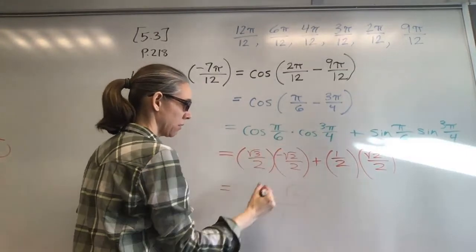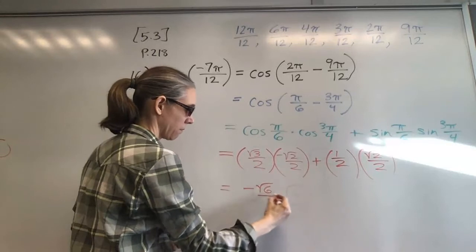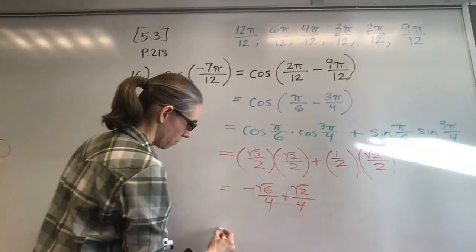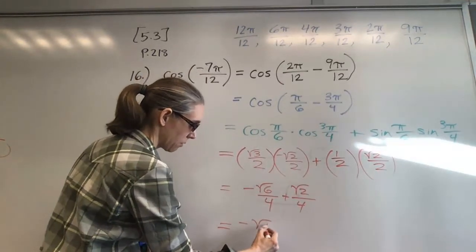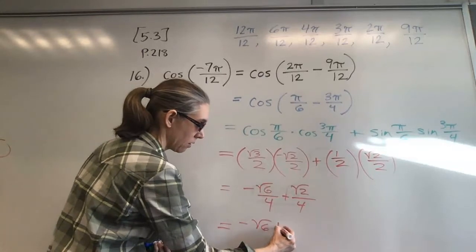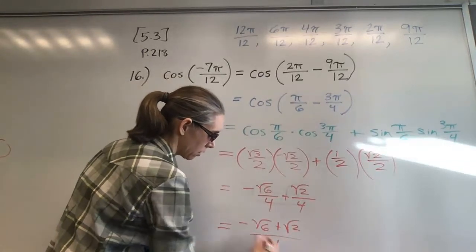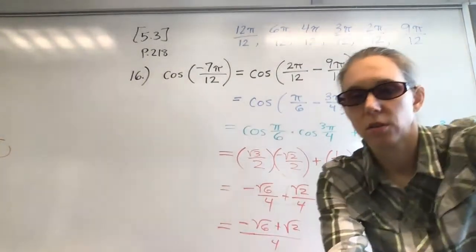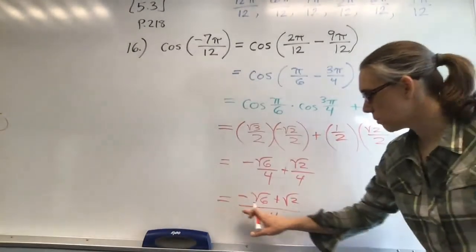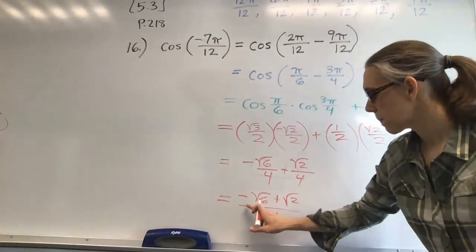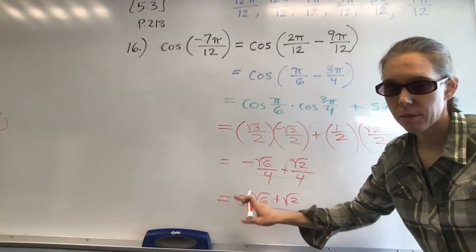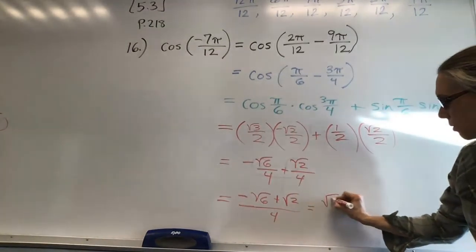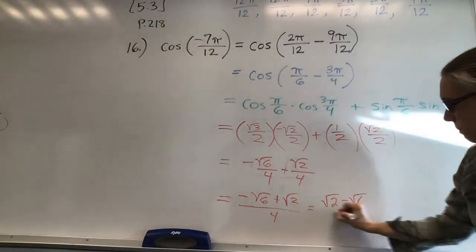Root 3 times negative root 2 is negative root 6. Then we have plus root 2 over 4. And so my final answer is negative root 6 plus root 2 over 4. Alternatively, make sure the negative is in the numerator. We do not want the negative to be out in front. I almost wrote it in an ambiguous way where the fraction bar wasn't long enough. Make sure that the negative is clearly in the numerator. You can alternatively write this as root 2 minus root 6 over 4.